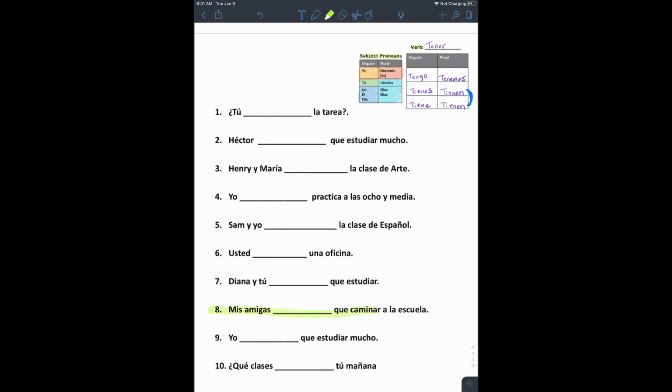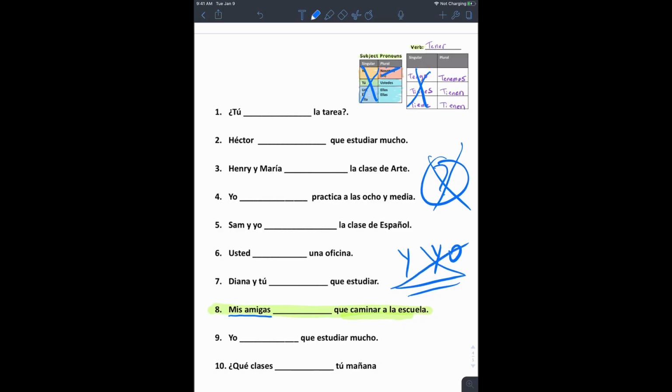Number 8, mis amigas blank que caminar a la escuela. My friends have to walk to school. Okay, mis amigas, my friends. More than one, right? Friends. So if that's the case, again, eliminate all of the singular options. And we're left with two options, tenemos or tienen. Now, here's the big question again. Does the sentence include y yo? The answer is no, it does not include I, so we're going to eliminate nosotros. Again, the verb is tienen.